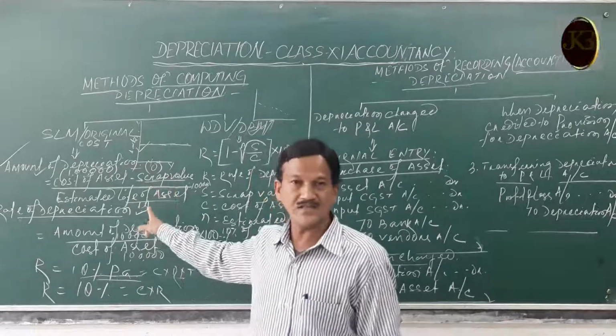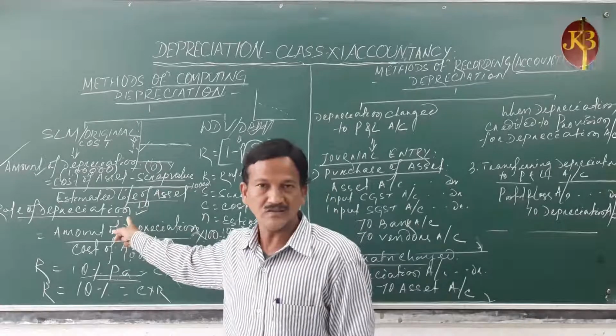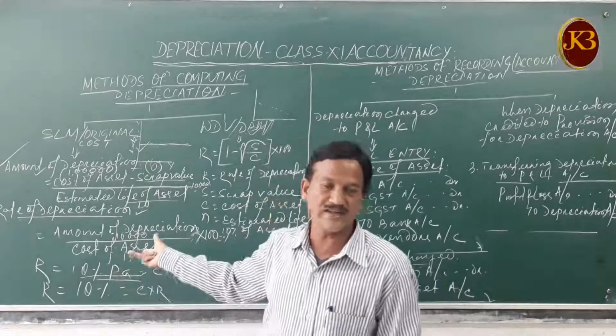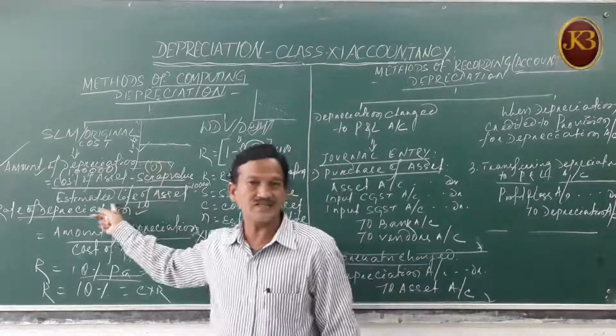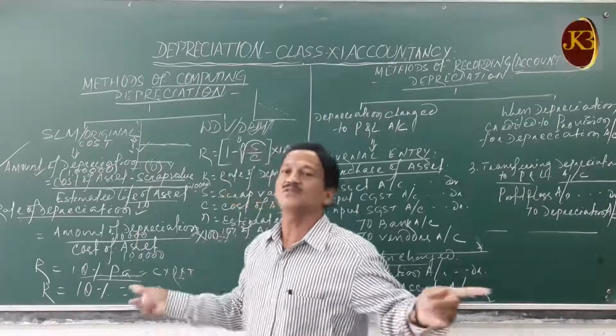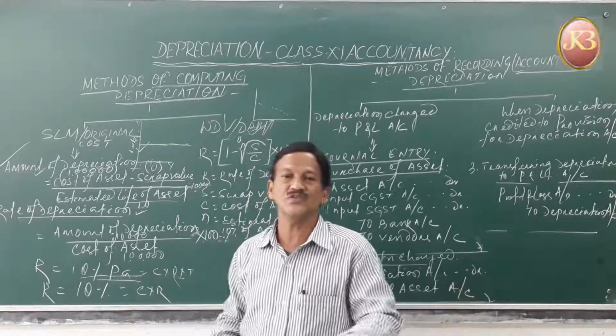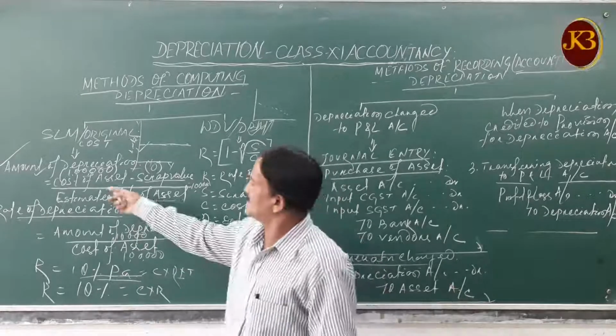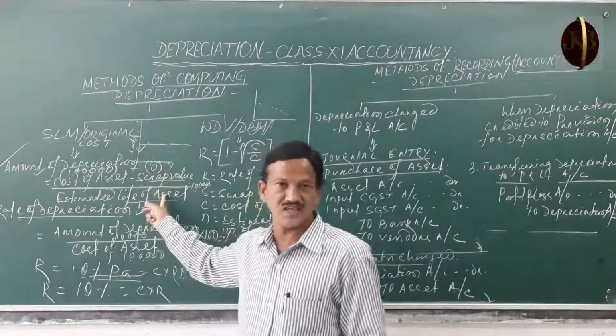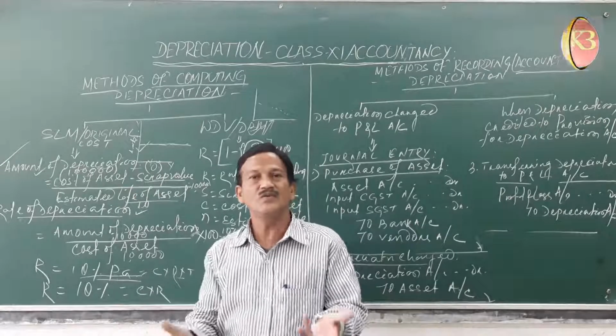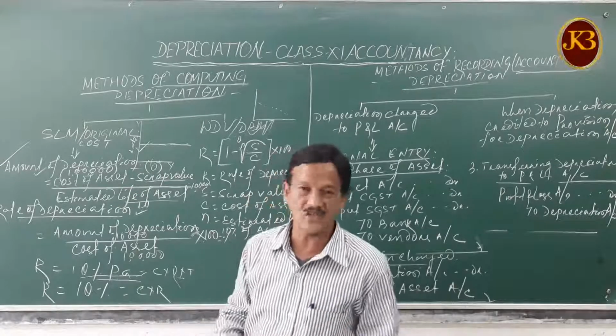10 years, every year 10,000, suppose 10% is the rate of depreciation. So every year 10,000 for a 10-year life. So 10 years, every year 10,000, means within 10 years 1 lakh of depreciation will be charged. So 1 lakh is the cost of the asset, 1 lakh depreciation charged, so the remaining value will be zero.